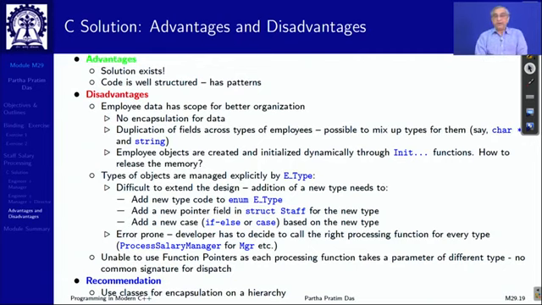So, let us look at the advantages and disadvantages. The first advantage is that the solution exists, that is the first thing, right. If you are working, the first thing you need to do is to make sure that it can be solved. Then comes good solution, extendable solution, robust solution, testable solution, verifiable solution, all of that will come later. So, the first thing we have got, the solution exists.